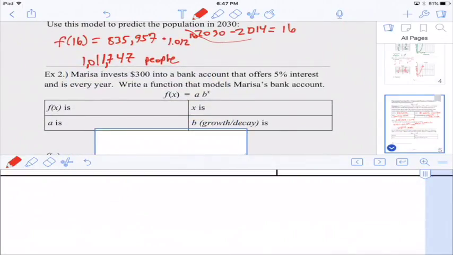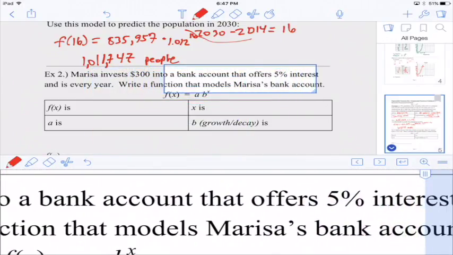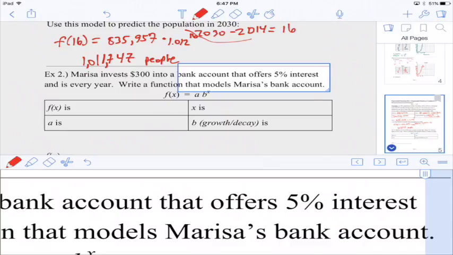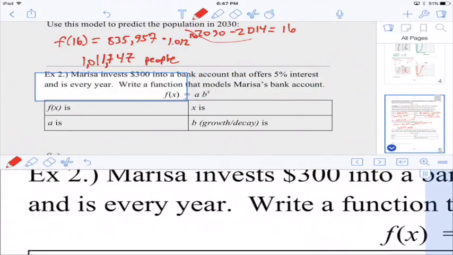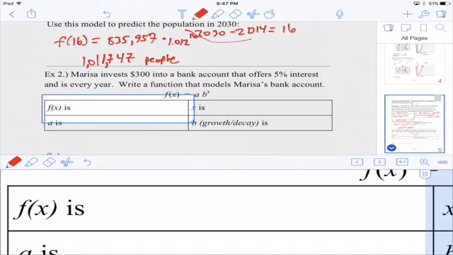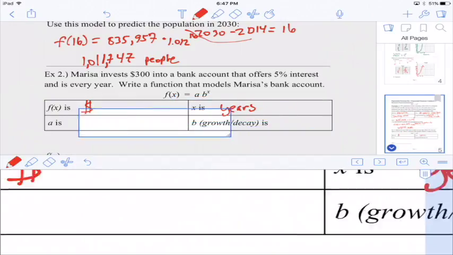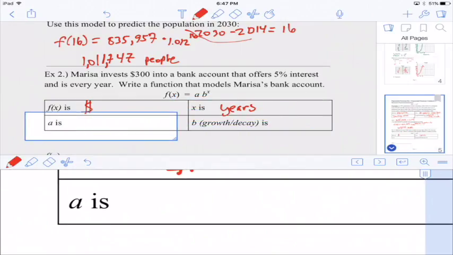Number 2 is a little easier. Marissa invests $300 into a bank account that offers 5% interest every year. Write a function that models Marissa's bank account. So f of x is my money. X is my input. That's each year it accumulates interest, so this is years in the bank account. A is my starting value, which is 300.